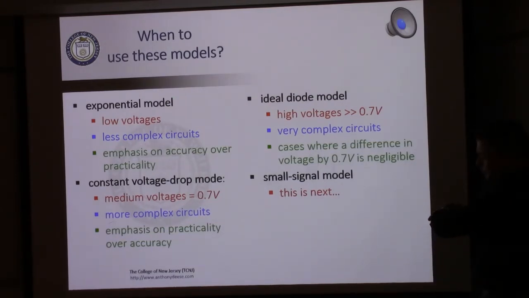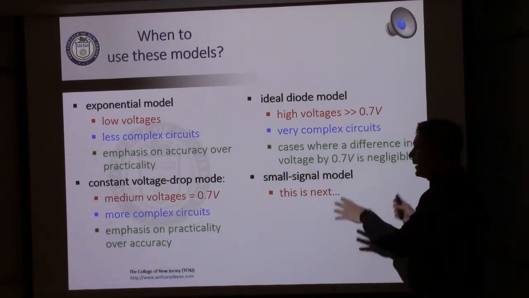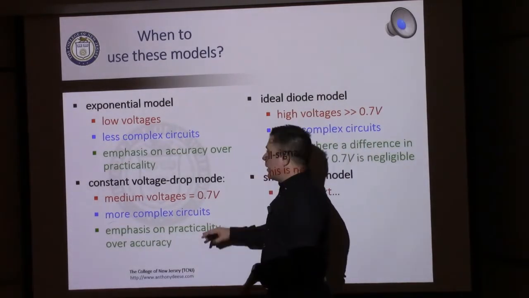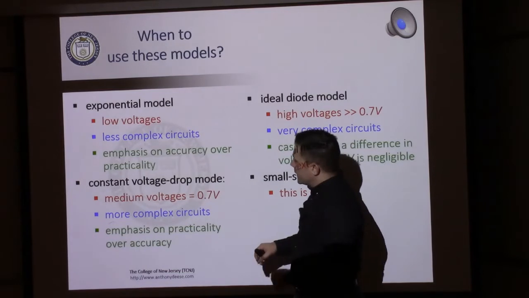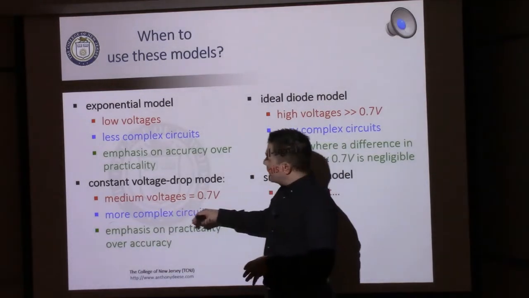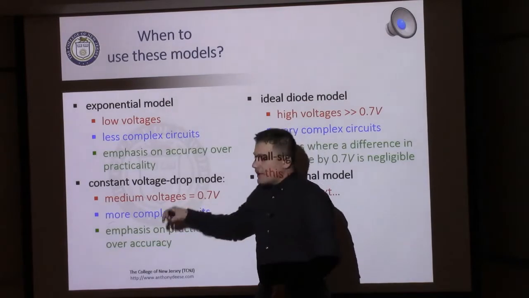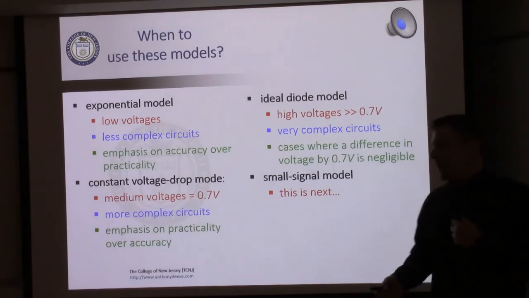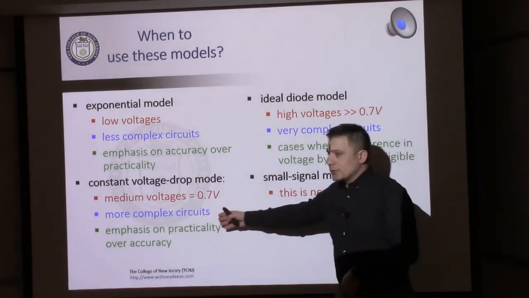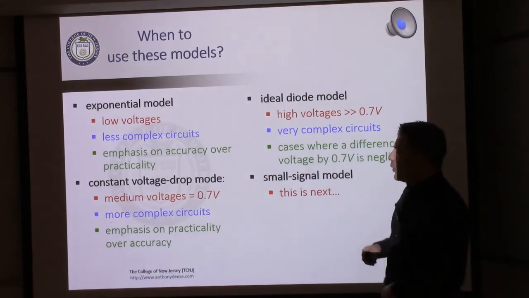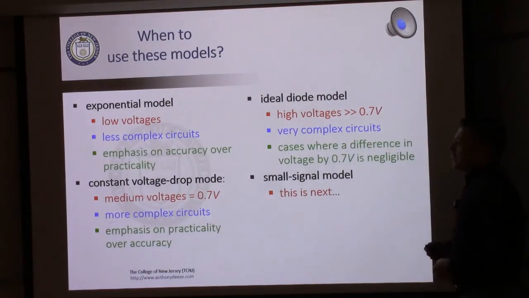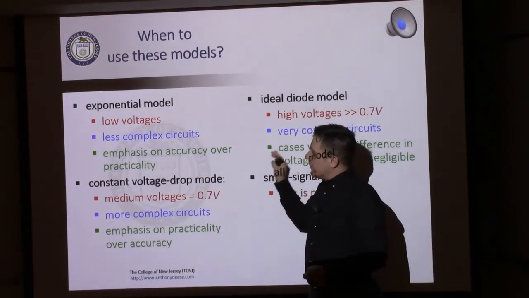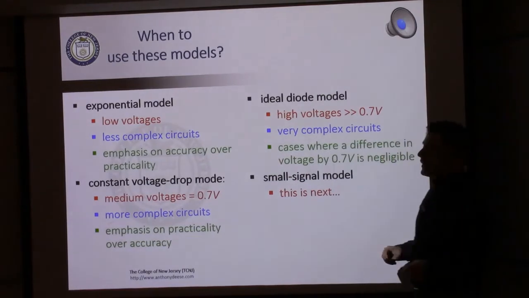Now, the constant voltage drop model is, again, sort of in between. It's good for cases where we have an emphasis on practicality and accuracy, for more complex circuits, again sort of in between the two, and medium voltages. If we have really high voltages, again going back to the power electronic example, there's no point in using the constant voltage drop model because that value of 0.7 is going to be negligible anyway. But I would say these two have similar applications, and this one is a lot different in terms of the way that it's used.